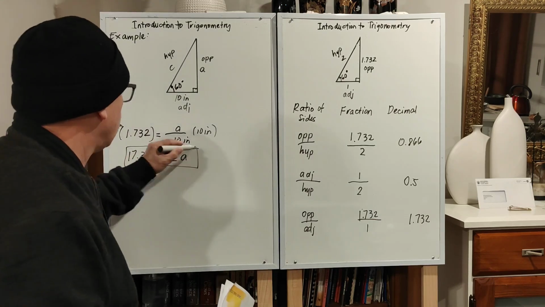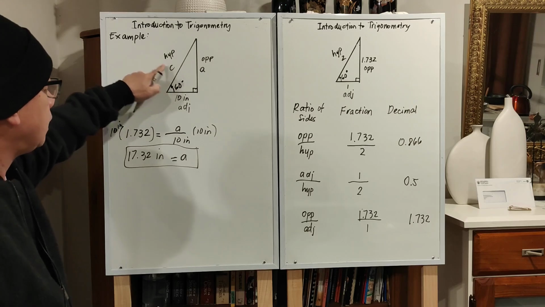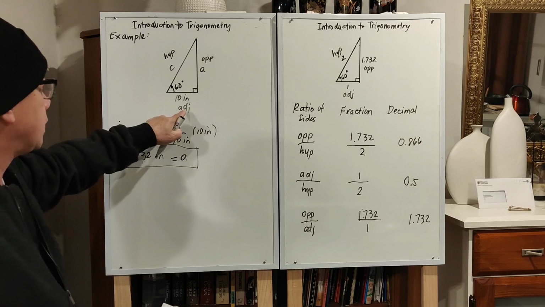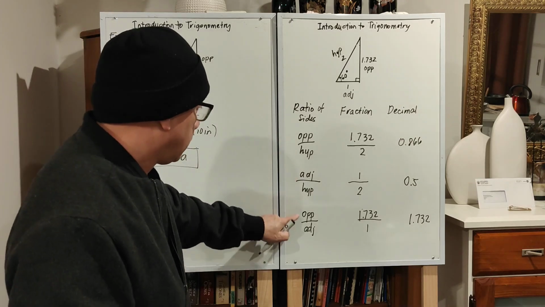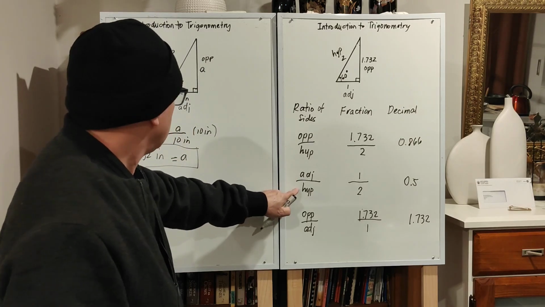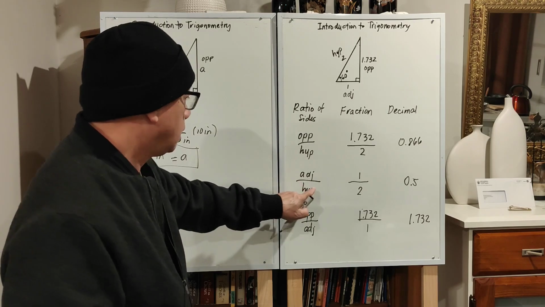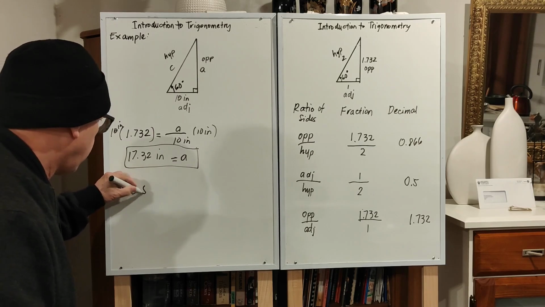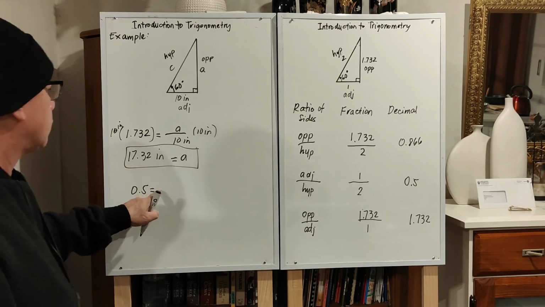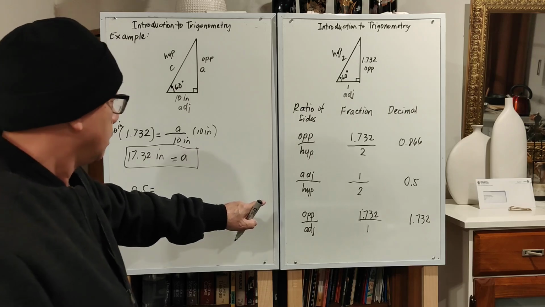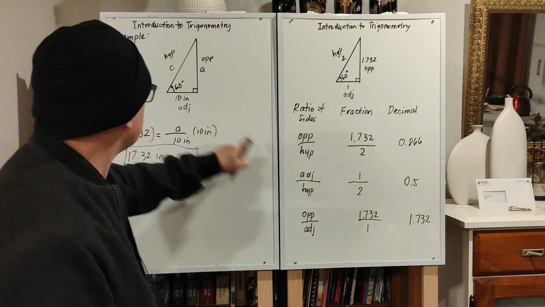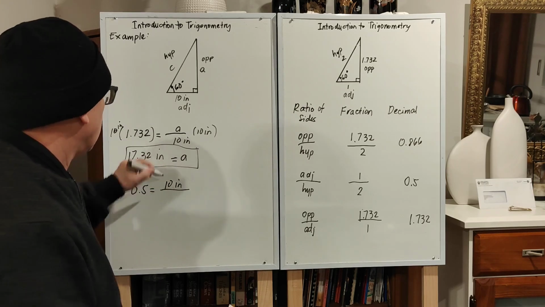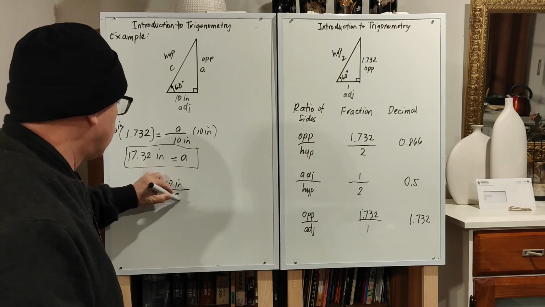We now found A. Now to get C, we need hypotenuse and adjacent ratio. The ratio of adjacent and hypotenuse. In here, the hypotenuse and adjacent ratio is this one. So we use this ratio. 0.5 is equal to adjacent over hypotenuse. So adjacent is this one, 10 inches. Hypotenuse is C, which we don't know yet.